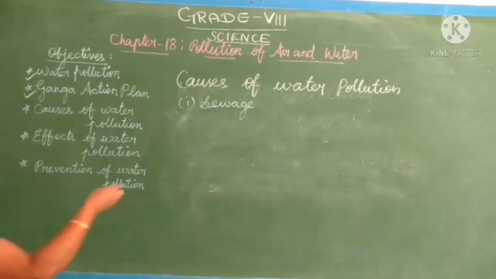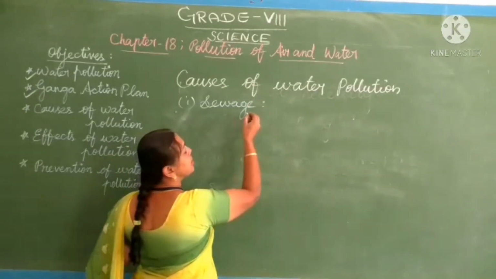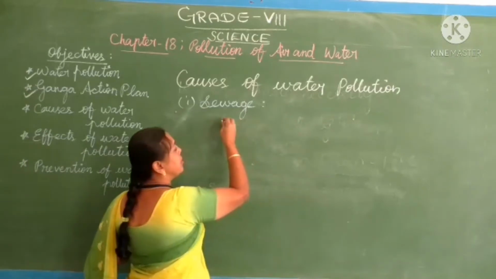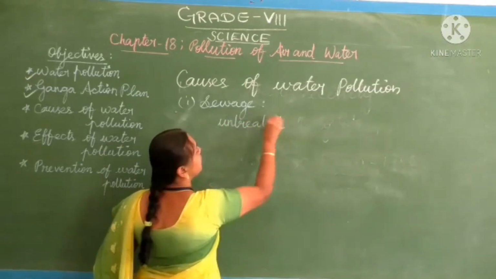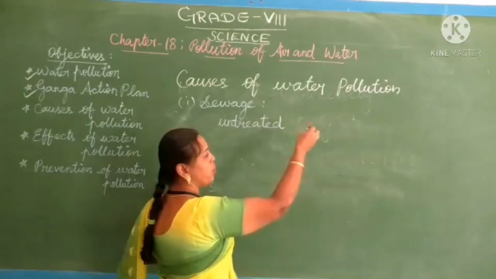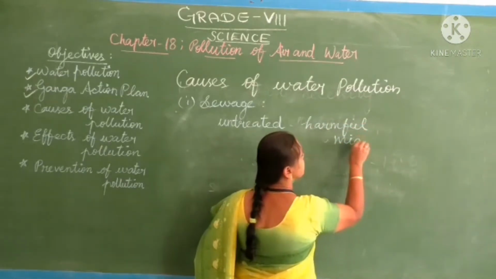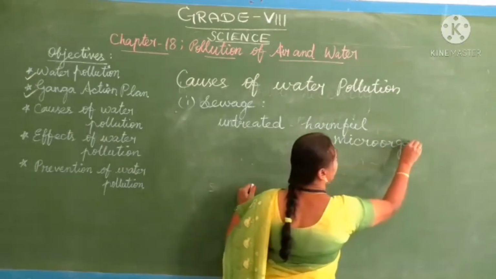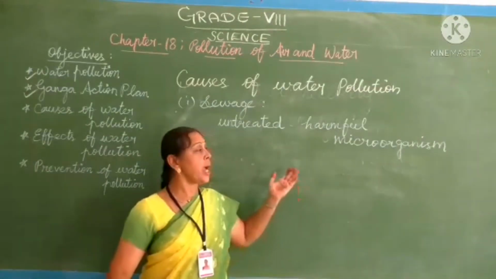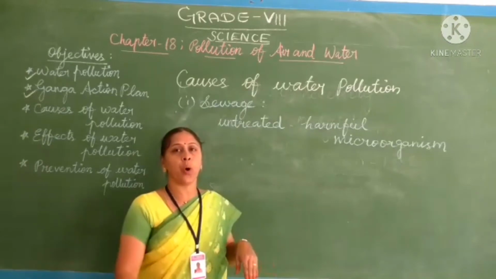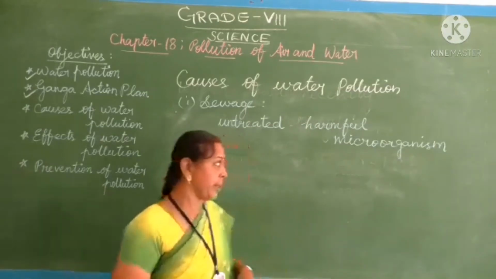So because of the sewages from the houses or the industries, they will pollute the water bodies if it is untreated. If the wastewater is untreated and allowed to enter into the water bodies, they will bring harmful microorganisms to produce disease. Many microorganisms will appear in the water, and because of the consumption of that polluted water, it will bring diseases. Many disease causing microorganisms will appear.